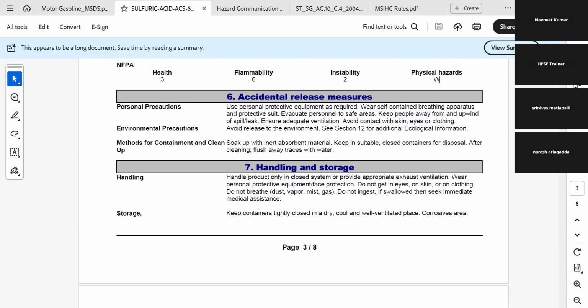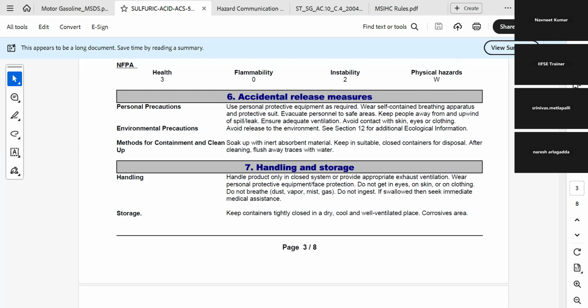Evacuate the person to the safe areas. Keep people away from the spill or leak, upwind of it. Ensure adequate ventilation. Avoid contact with the skin. So when we say upwind, you are not supposed to be in the downwind direction. In the downwind direction, what will happen? You will be exposed to the fumes.